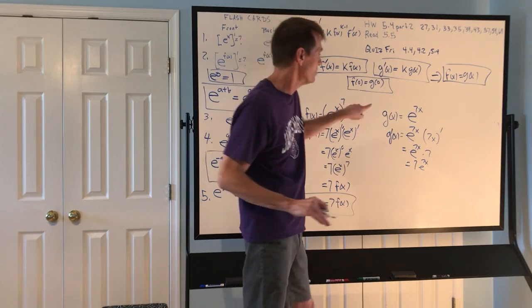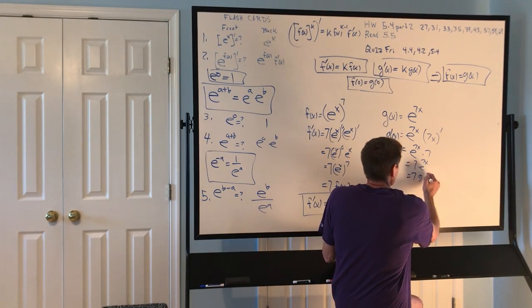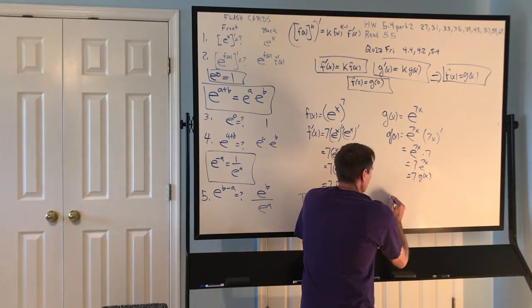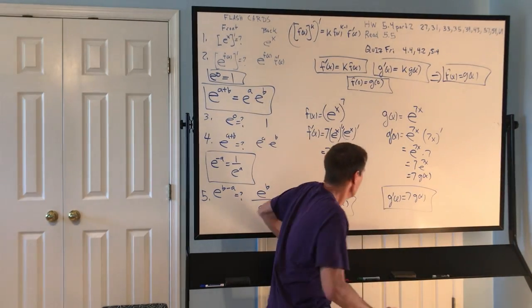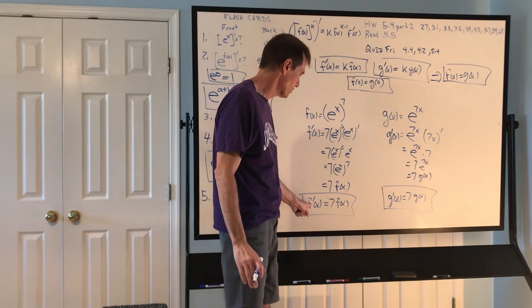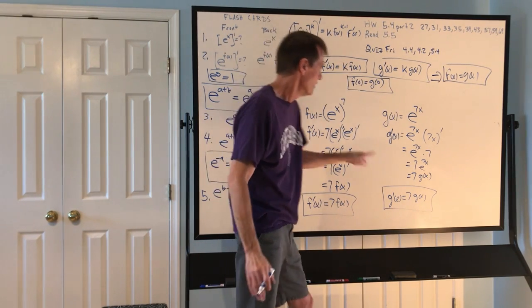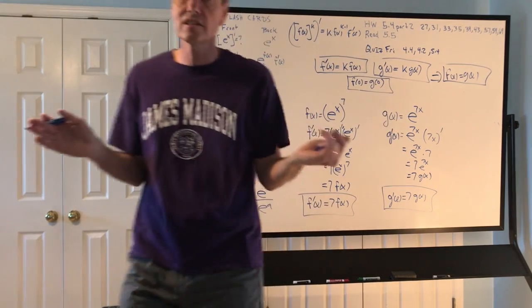Now this is sweet. g of x is e to the 7x. So this is 7 times g of x. So this is a function whose derivative is 7 times f of x. Notice that the k is 7. This is a function whose derivative is 7 times g of x. Notice the k is 7.